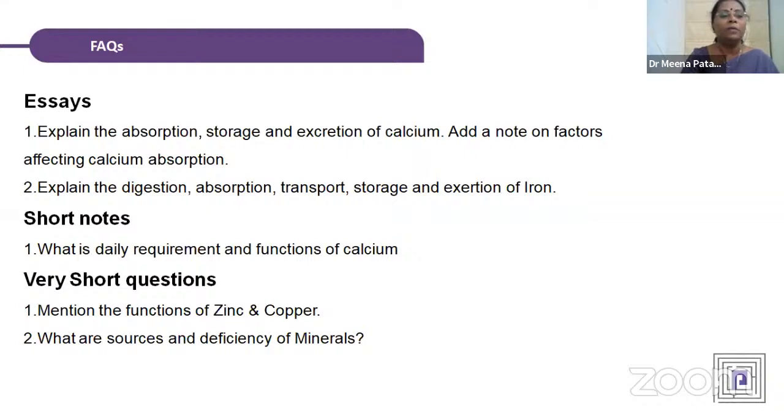Questions. Essays, 2 questions. Explain the absorption, storage, excretion of calcium, and add a note on factors affecting calcium absorption. That is the first question. The second is explain the digestion, absorption, transport, storage, and excretion of iron. Excretion, it should have been.